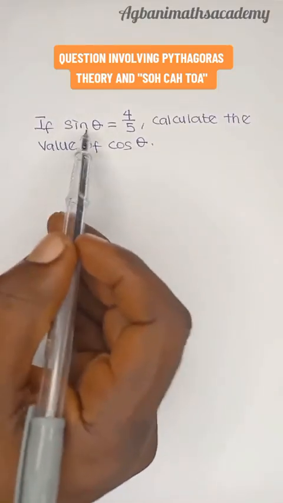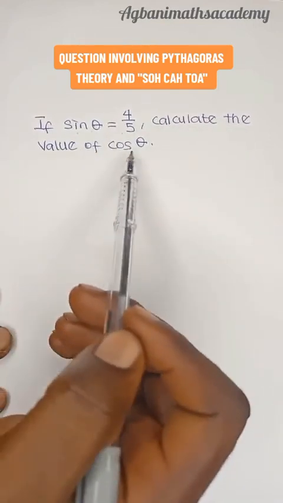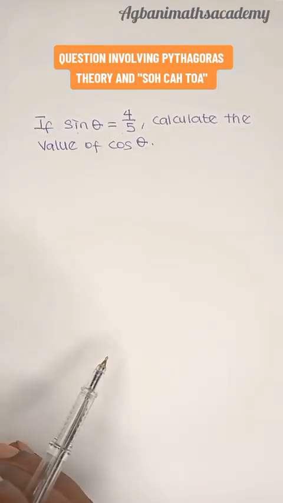We are told that if sine theta is equal to 4 all over 5, calculate the value of cos theta. So this question involves two topics. They are Pythagoras theory and SOHCAHTOA. We are going to need these two topics in solving this particular equation.